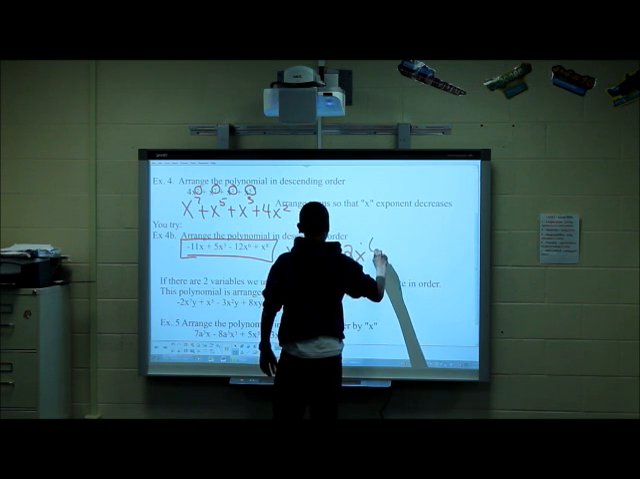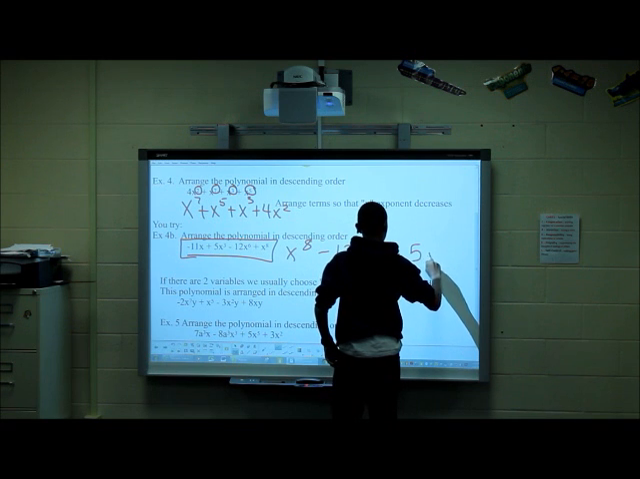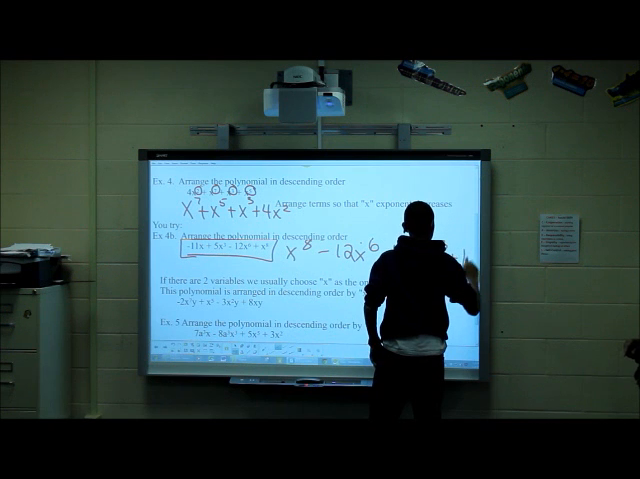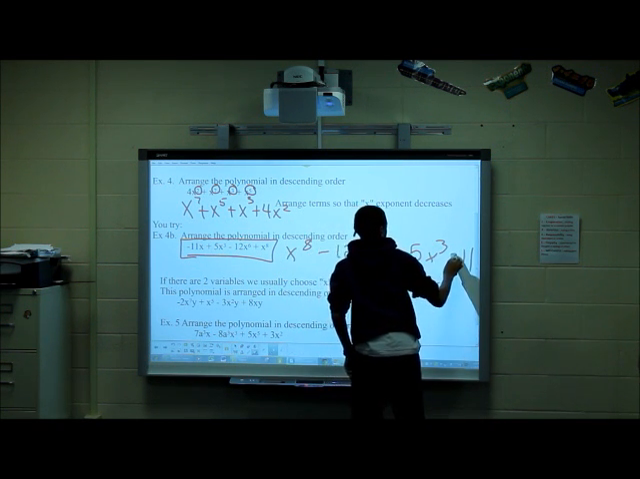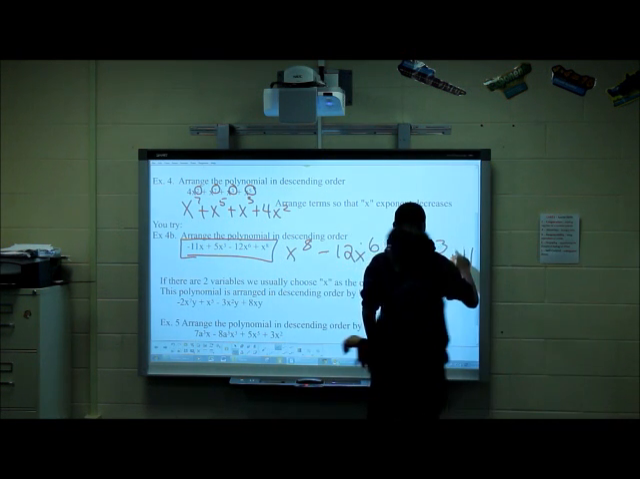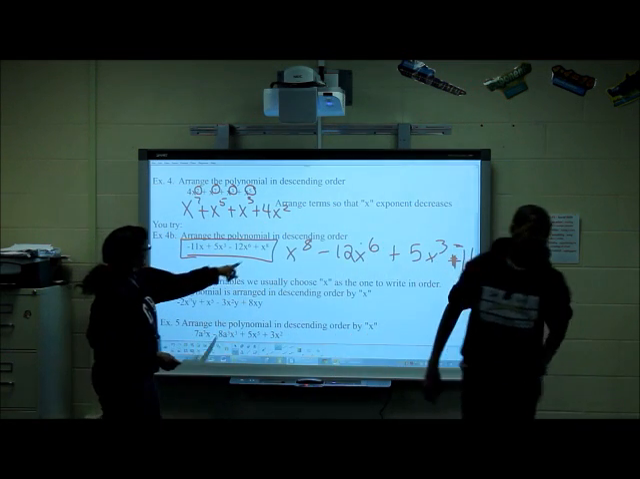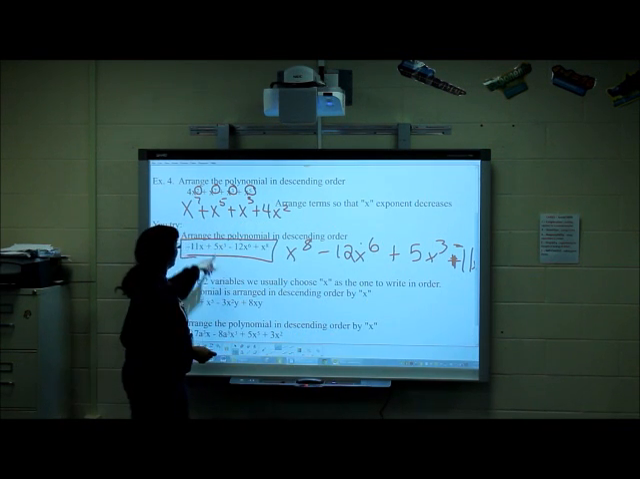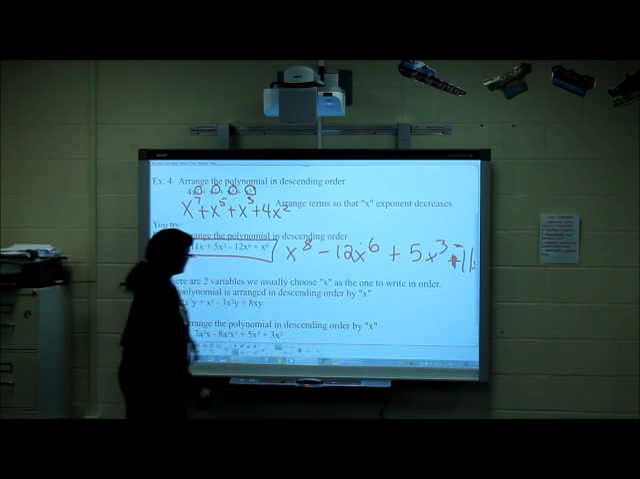Now notice, keep going. Notice he's taking the sign of the number with it, and that's really important. Whatever sign is in front of that term, regardless of what position you put it in, you want to make sure you keep it with that term. Okay. All right, let's look. So we've got x to the 8 minus 12x to the 6 plus 5x cubed minus, and you put the plus negative there, 11x. Very, very good.